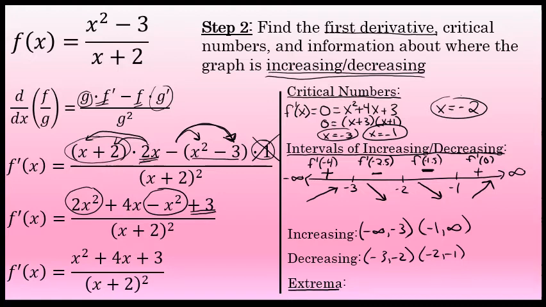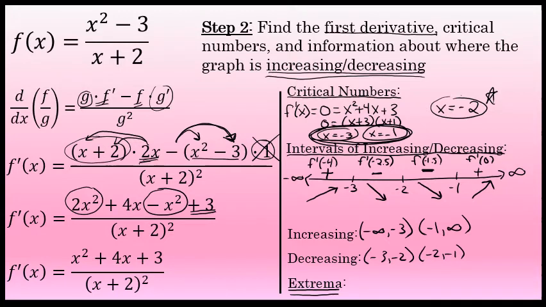Extrema are high or low points in the graph. Extrema can occur at critical numbers where the derivative is equal to 0. So in this case, negative 3 and negative 1 are possible extreme values. Remember, x equals negative 2 is a critical number, but that's a vertical asymptote. That's not a possible max or a min.